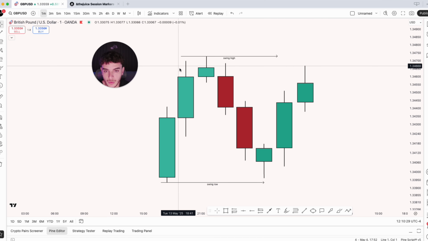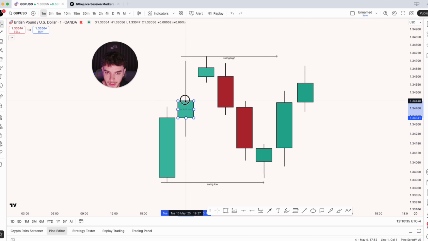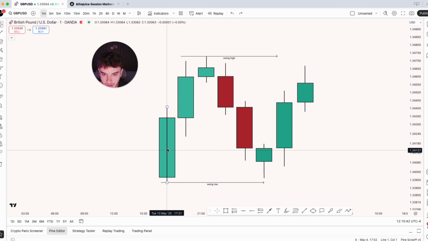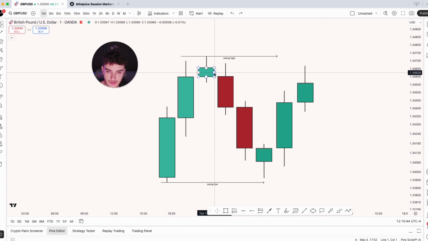Other than this, you have the wicks. The wicks are, like I said, the trail of where the candlesticks were. So the candle could start to open over here, go up to here, and then close like that. Now, just to make it easier for you, I've marked them in green for the bullish candlesticks and in red for the bearish candlesticks. Moving on, we have a push from the swing low to the swing high.